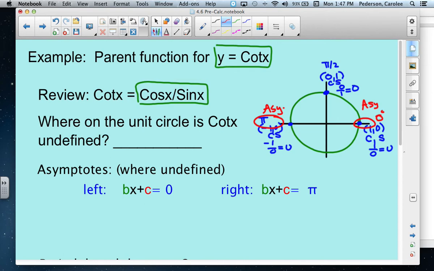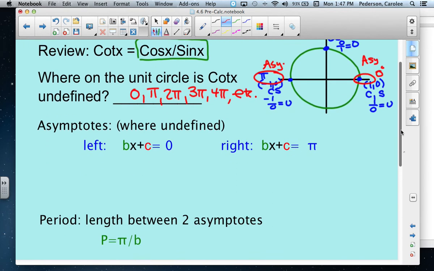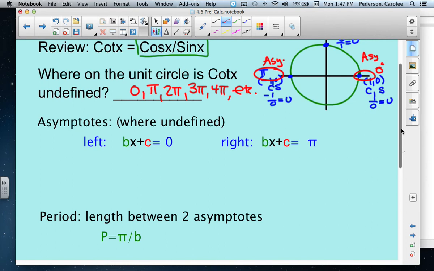So where on the unit circle is the cotangent of x undefined? It's at 0 and pi. Are there more if you continue around? Yes. 2 pi, 3 pi, 4 pi, etc. Where the cotangent is undefined is where your asymptotes will be. So your first two asymptotes are at 0 and pi. If you have any movement, then you're going to go left and right. You set them equal to 0 and pi.